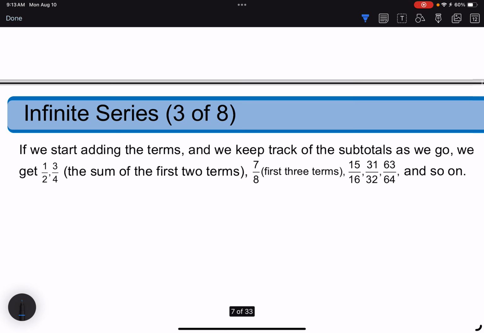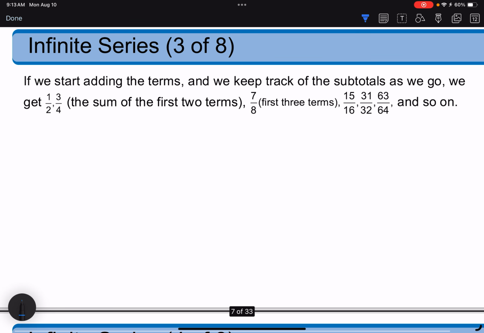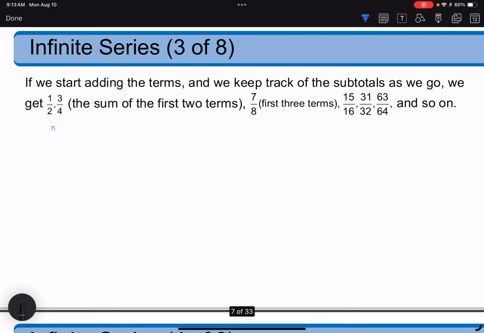If we start adding these terms and keep track of the subtotals as we go, initially the first sum is 1 half. So for n equal to 1, we have 1 half. For n equal to 2, it would be 1 half plus 1/4, so that would be 3/4. When n is equal to 3, we have 1 half plus 1/4 plus 1 over 8.